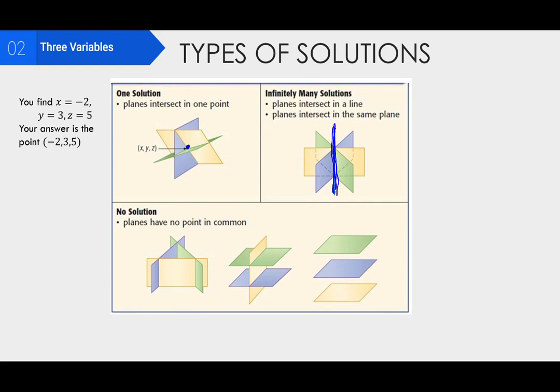Then you won't get a value for x, a value for y, and a value for z. You'll get something like 0 = 0, or infinite solutions. That doesn't mean that they're all the same plane, but it does mean that they all cross on one line. It can mean that they're all the same plane.